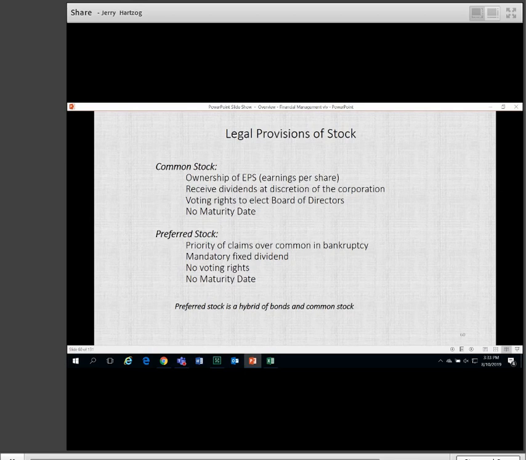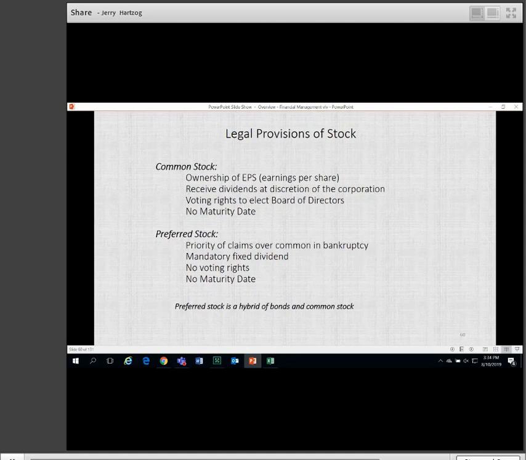Now, preferred stock is sort of a hybrid between bonds and common stock. Like common stock, it has no maturity date, but it has no voting rights. It has a mandatory fixed dividend. That is, the corporation must pay the preferred dividend before they can pay any common dividends. But it's a fixed dollar amount. And it has priority of claims over the common stock in bankruptcy.